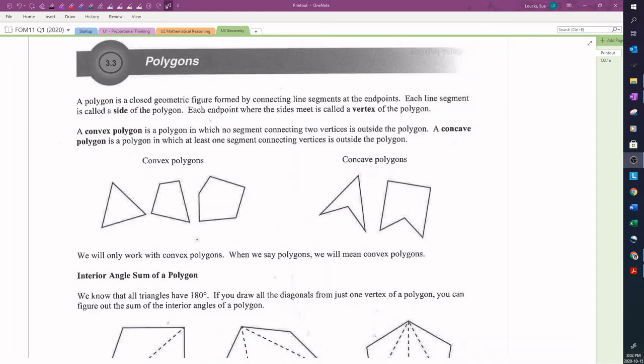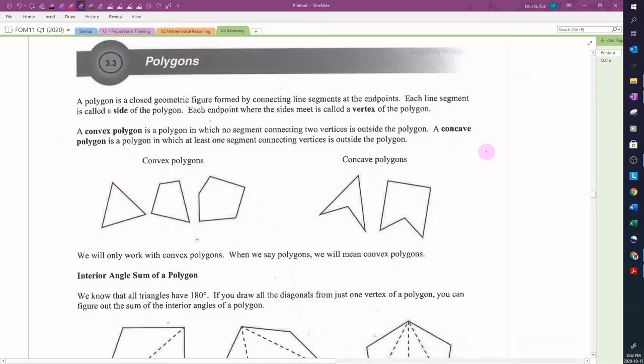Hi everyone, we're going to talk about polygons today. So this is lesson 3.3. A polygon is defined as a closed geometric figure formed by connecting line segments at the end points. So these five figures here are all polygons. They're all made with straight lines and they're all closed.